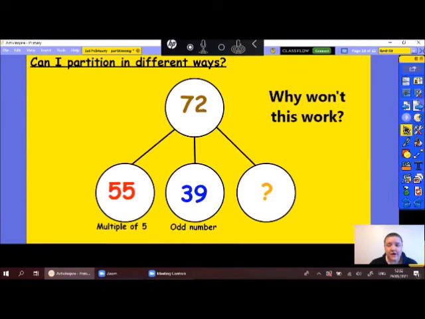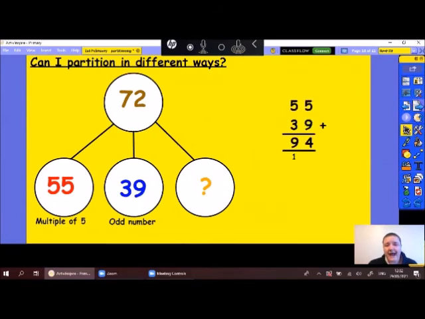Well, the reason it won't work is because if you add together the two numbers you've got so far, they make 94. And already that's more than the 72 that we need. So we can't write anything in yellow. And in fact, even if we put 0, that's still too many. So make sure that you use numbers that are small enough that when you add all 3 of them together, it makes this total at the top. Don't go over that total.